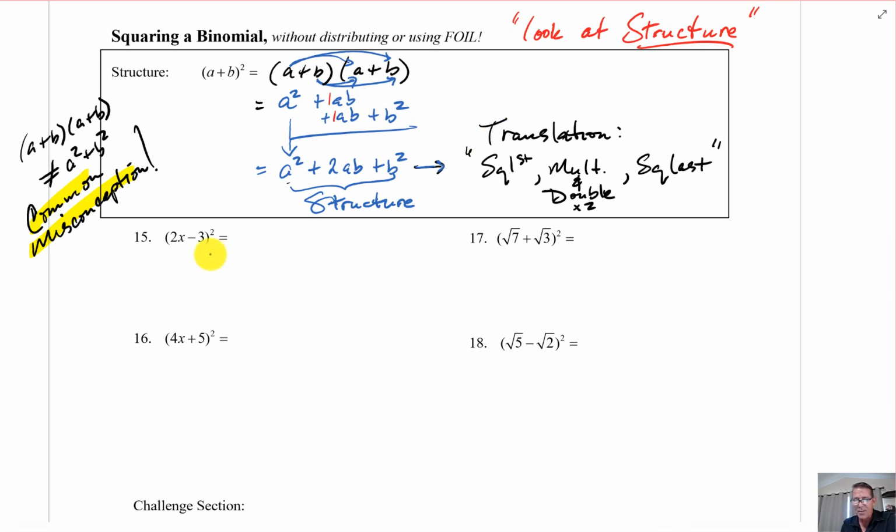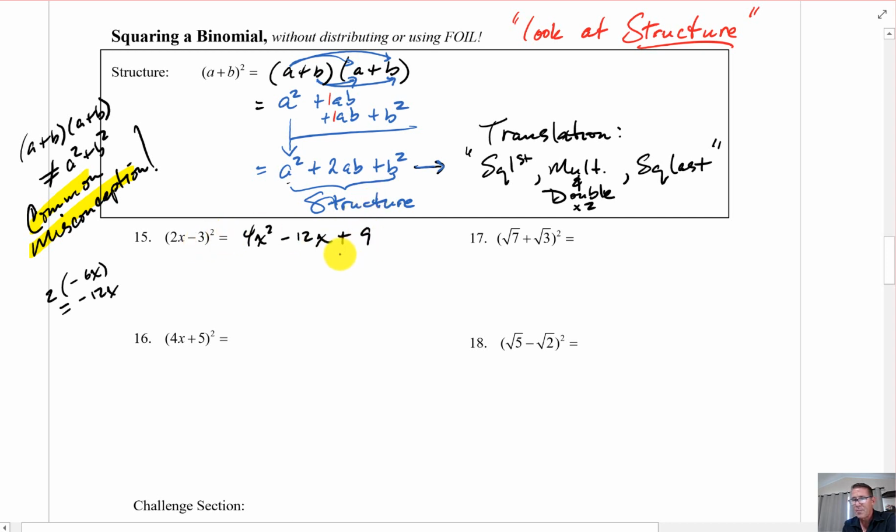So let me demo. You take the first term and you square it. You square 2x and you get 4x squared. 2 squared is 4, x squared is x squared. You multiply the two terms. 2x times negative 3 is negative 6x. But if you double that, you get negative 12x. So I'm going to write down minus 12x here. And then you square the last. When you square negative 3, you get positive 9. And remember, the plus b squared is always positive.